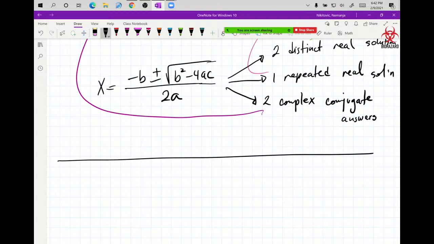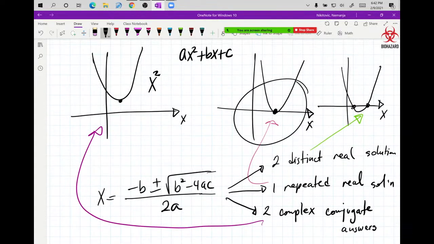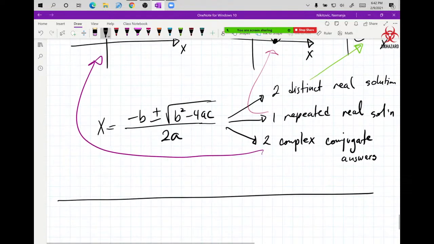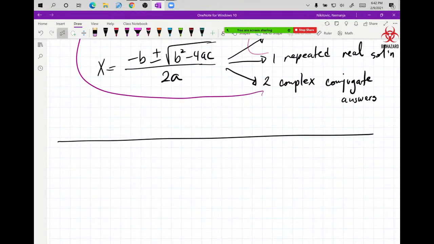We really want to see this repeated root here, because look what happened. It bounced off of the x-axis. Aha. So now we actually get to talk about the repeated roots, which lead into what we call multiplicities. And that further helps our graphing.